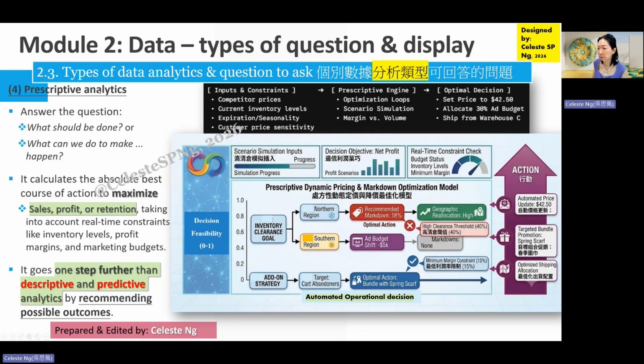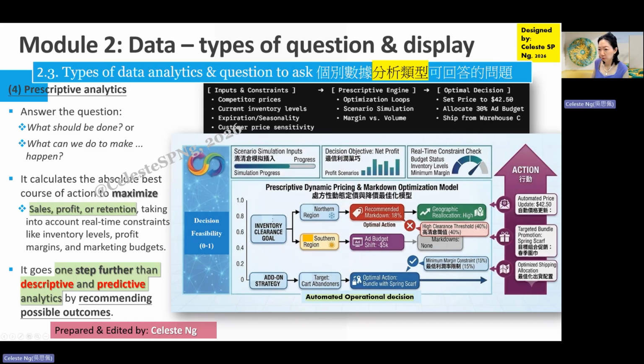the fourth type of analytics is the prescriptive. Prescriptive will answer the question like, what should be done? Or what can we do to make X happen? Right? And this type of analytics usually gives us an absolute best course of action. It will tell us what to do.